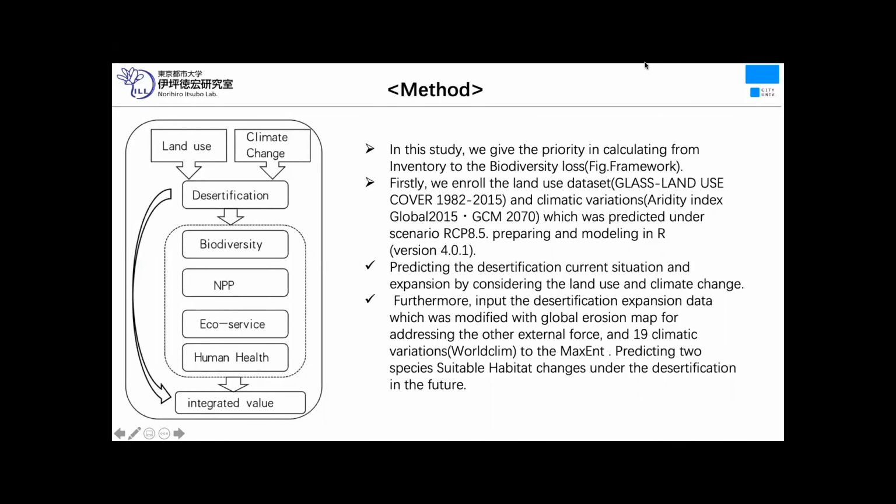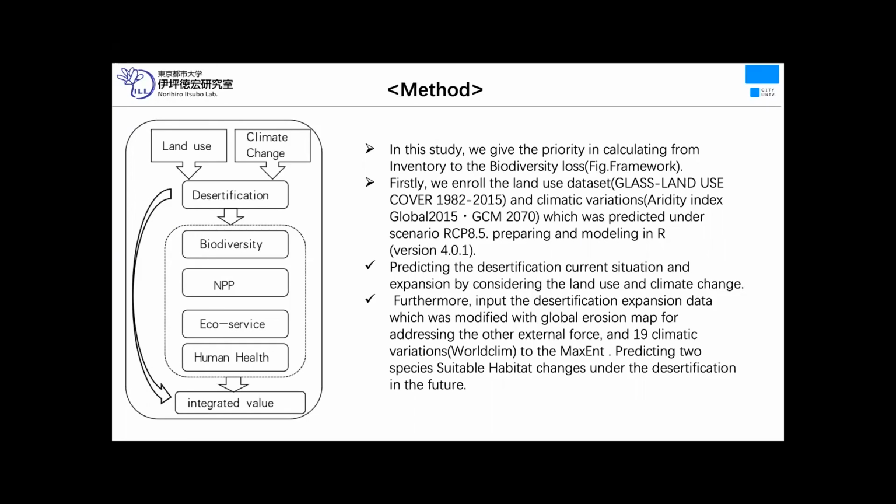Method. The figure on the left shows the scheme of this study. We will start from land use and climate change to estimate the future and current desertification situation, and then move to the impact from desertification, including biodiversity, net primary production, ecosystem service, and human health. Finally, we give the integrated values about the desertification's impact.